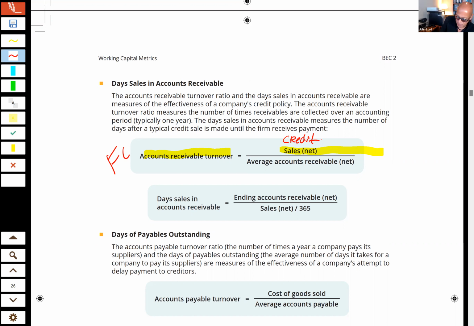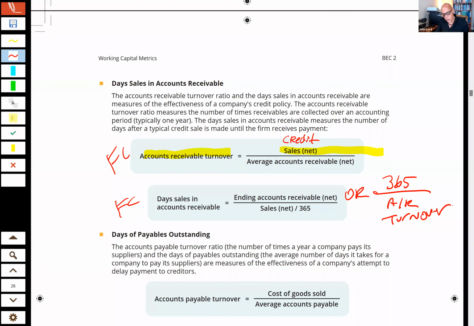And then again, they've got this thing where they get fancy, in my opinion. It just works better for me to take the 365-day year and divide it by the what? Accounts receivable turnover that I just calculated up there. And that tells you how long it takes to collect your receivable.